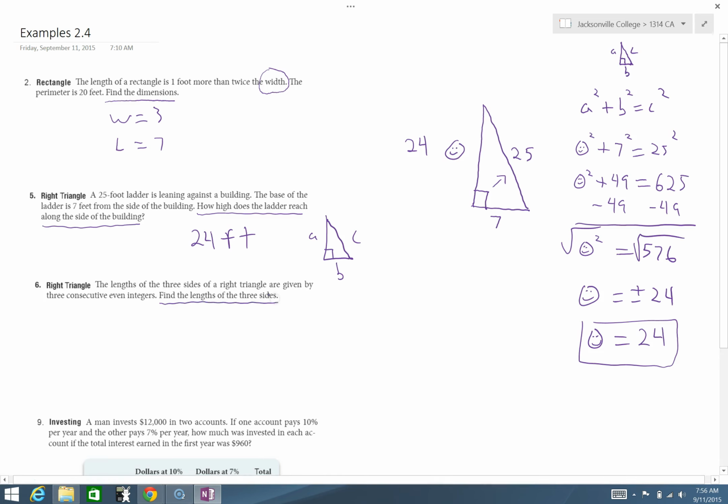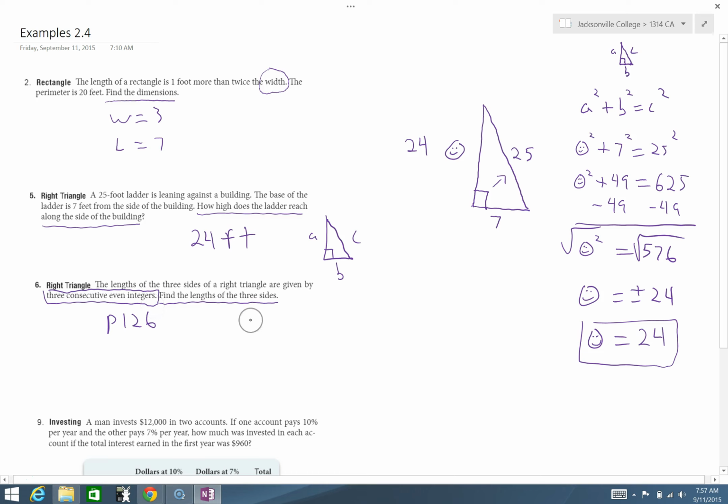Find the lengths of the three sides. It says the lengths of the three sides of a right triangle are given by 3 consecutive integers. I'm not going to completely work this problem. It is worked out on page 126. I just want to talk about how this is a kind of thing you'll see often in math word problems. 3 consecutive integers. That means they're in a row.